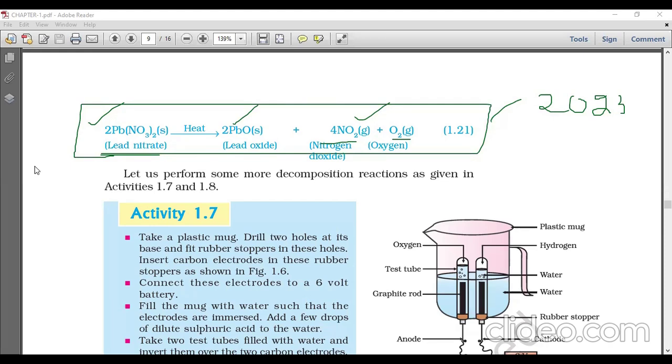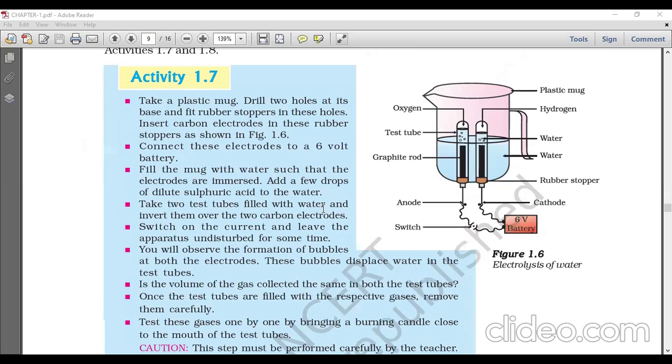Now the next one, activity 1.7, electrolysis of water. Very, very important. The same activity, we have even done the experiment and uploaded the video in the description. This activity 1.7 we will discuss in the next topic. Okay, fine.